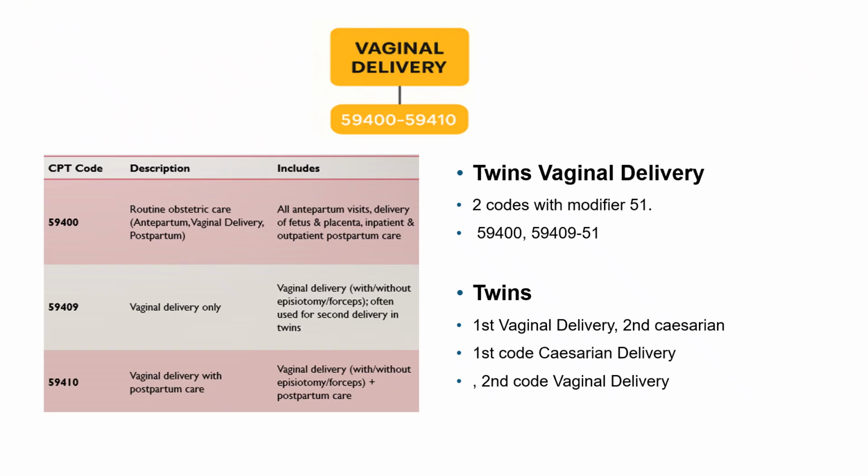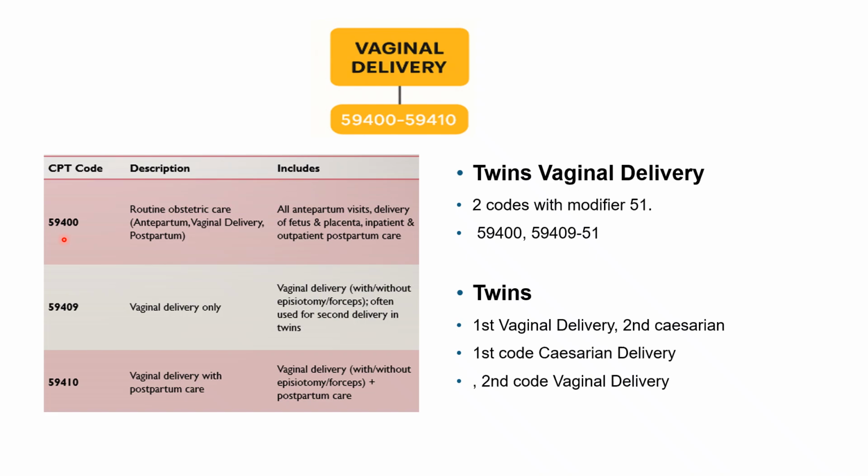Now I want your complete attention. Whenever there are twins, how do we code it? If the lady has twins and both are delivered vaginally, then we write two codes because there are two babies born. So for the first baby, we write this code 59400. What is the code description? Routine obstetric care. Obstetric care means at the time of delivery.